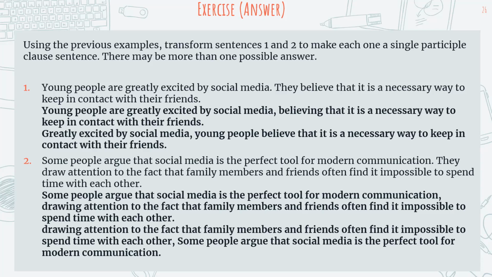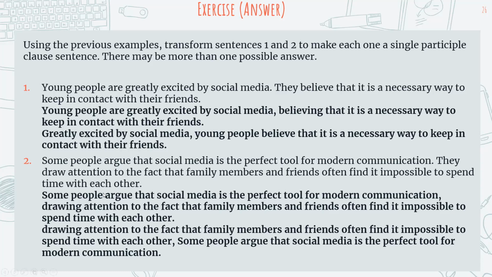Or I could build the sentence differently. Greatly excited by social media, I removed the subject from the first sentence, then I placed a comma. Young people believe that it's a necessary way to keep in touch, in contact with their friends. Okay, so you can remove the subject in the first sentence or the second sentence, because you are trying to combine them into one complex sentence using the participle clause.